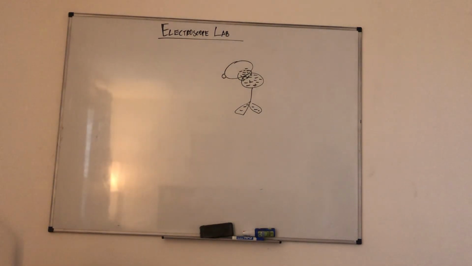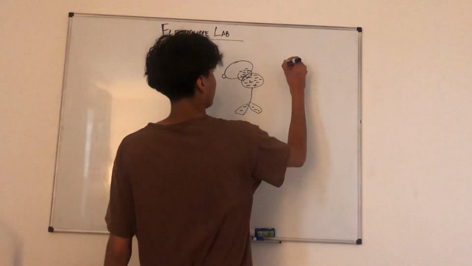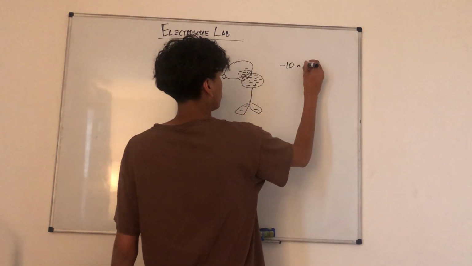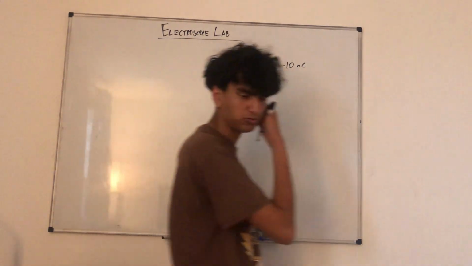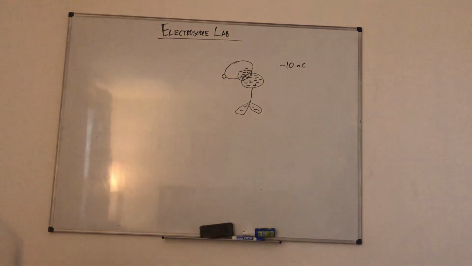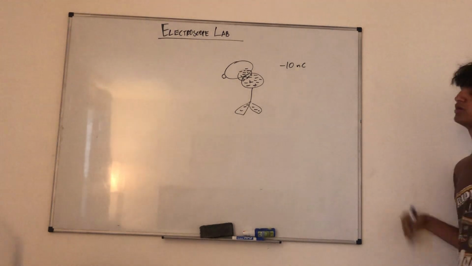Okay, which of the following could be possible charges for the balloon and electroscope? So the balloon initially had negative 10 nanocoulombs. Why did I say Newton? I'm sorry, that's nanocoulombs. That means a very small amount of charge. What could be possible charges for the balloon and electroscope?